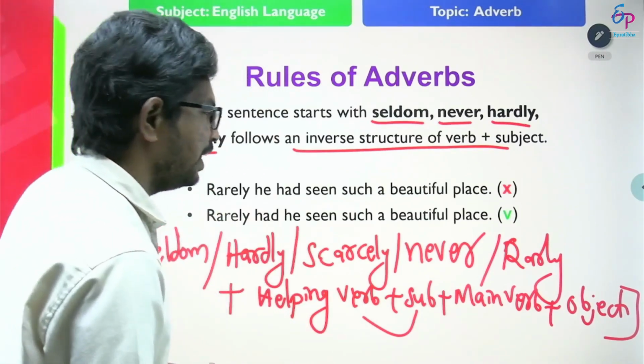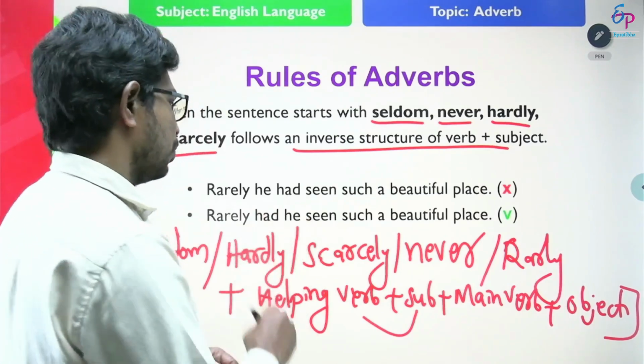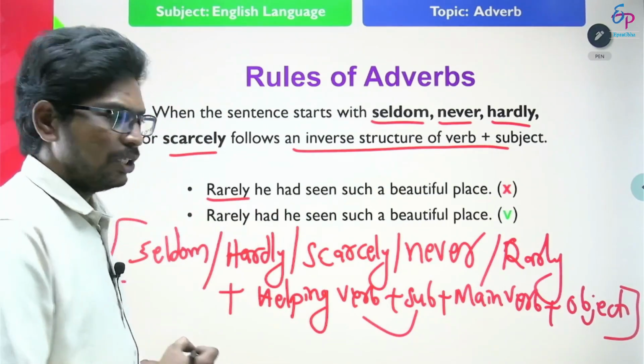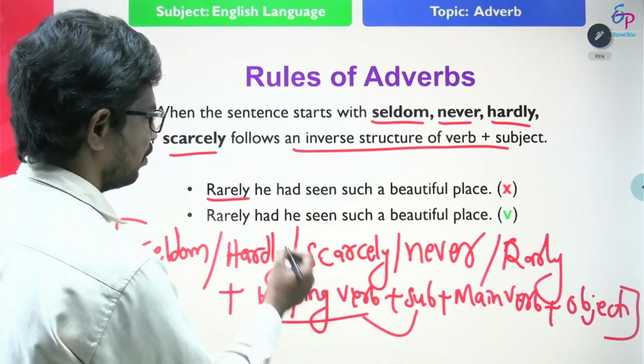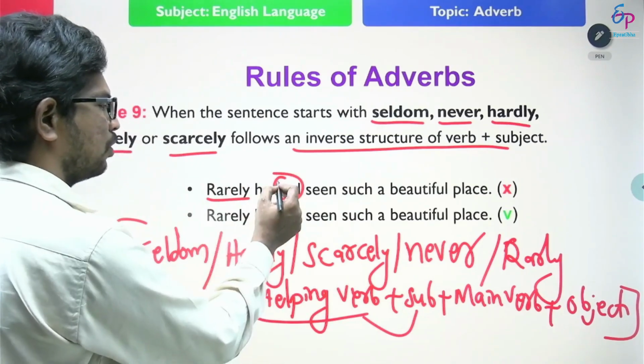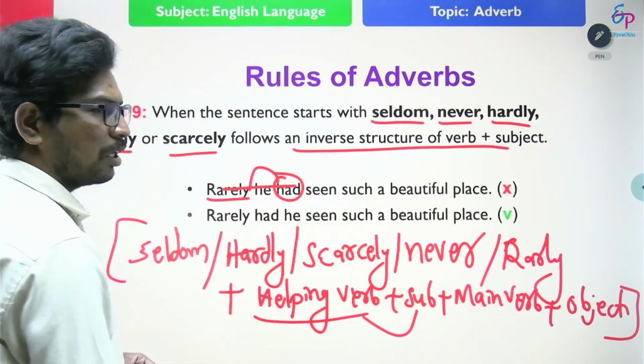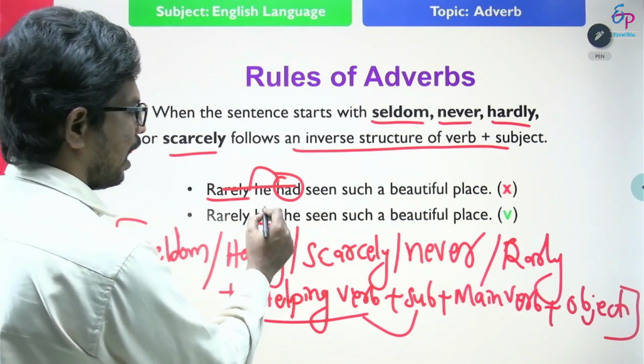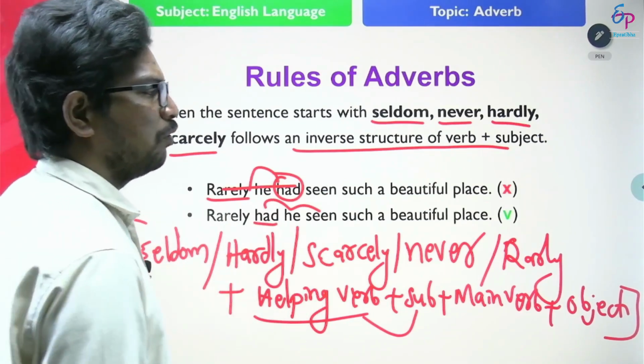Rarely he had seen such a beautiful place. Here the sentence is starting with rarely, so after rarely we have to use a helping verb. What is the helping verb here? Had. Had should come before the subject. So this is not correct. The correct one is: rarely had he seen such a beautiful place.